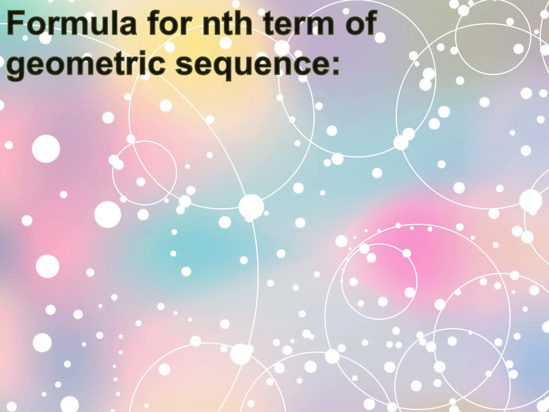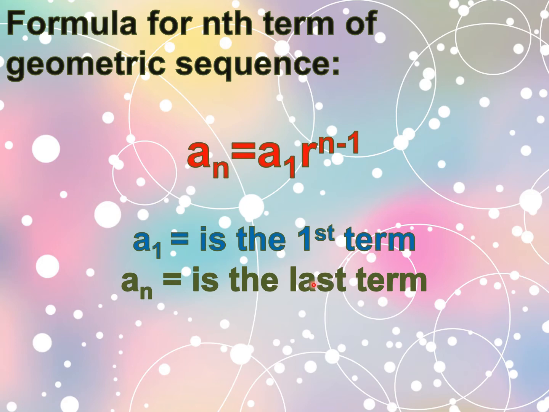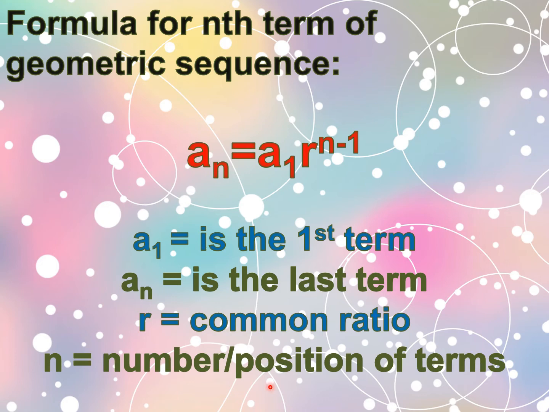This means that, based on our analysis, the formula for the nth term of a geometric sequence is a sub n is equal to a sub 1 times r raised to n minus 1. Wherein, a sub 1 is the first term, a sub n is our last term, r is the common ratio, and n is the number or position of terms. So, in short, when we are asked to find the 8th term, the value of n is 8.